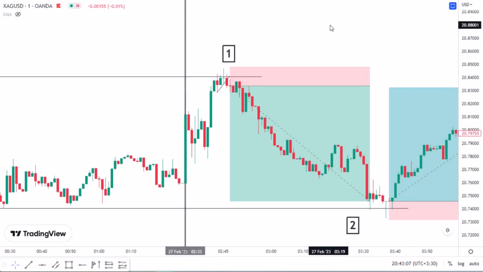Hey traders, welcome to this video. Here we are on the silver chart 1 minute time frame and 27th of February 2023, and we're gonna see the positions one by one.